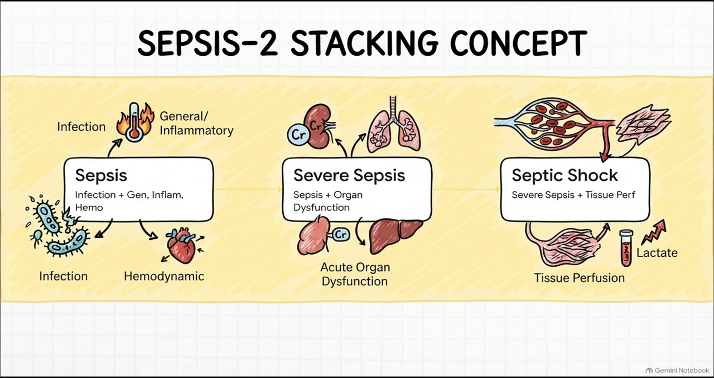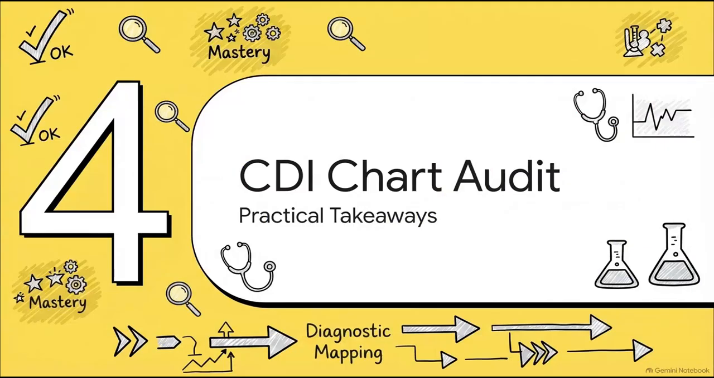Finally, Step 3 is severe sepsis with septic shock. You take all the parameters of severe sepsis and you add a tissue perfusion parameter, like a dangerously high serum lactate. Each tier relentlessly builds upon the last. Which brings us to our final part, Section 4, CDI Chart Audit Takeaways.